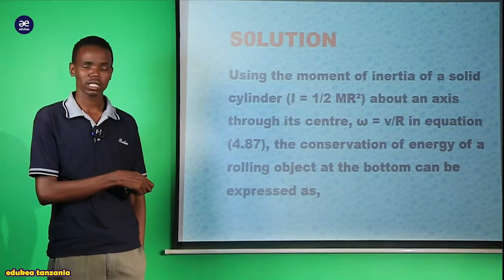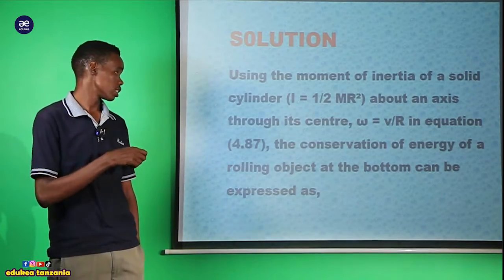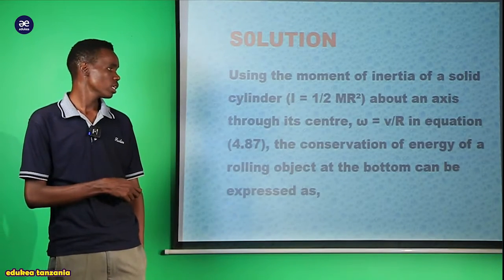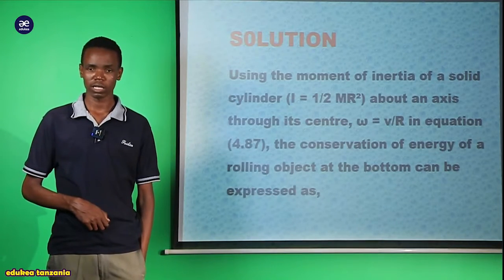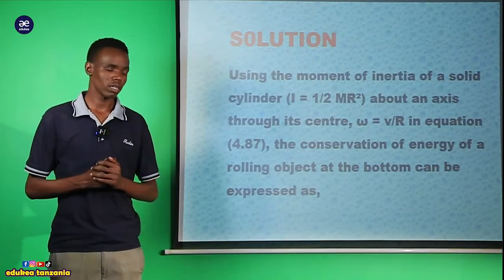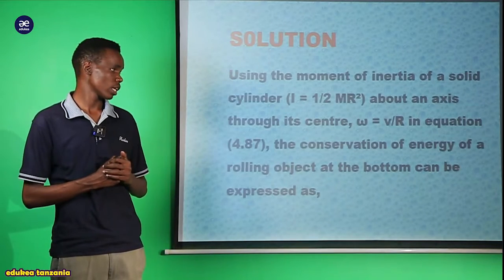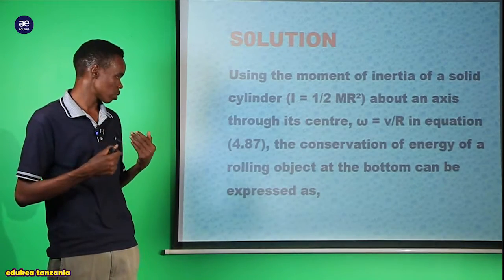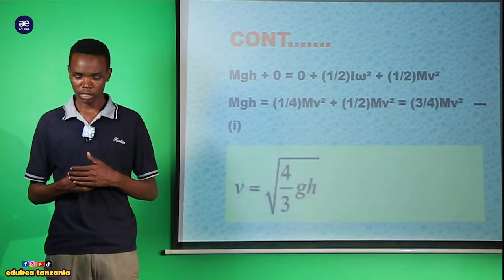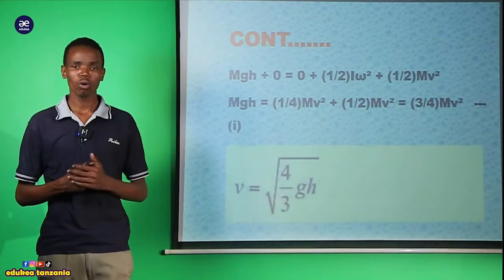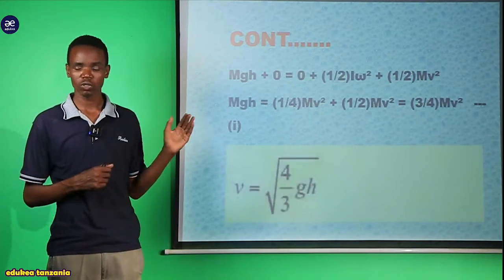Now in equation number 87, we have demonstrated or derived our equation for our fourth topic. Now we could consider the conservation of energy of the rolling object at the bottom, which can be expressed by this one. My dear students, equation number 87 for our first topic explained the conservation of energy of a rolling object at the bottom, which can be expressed by this one.